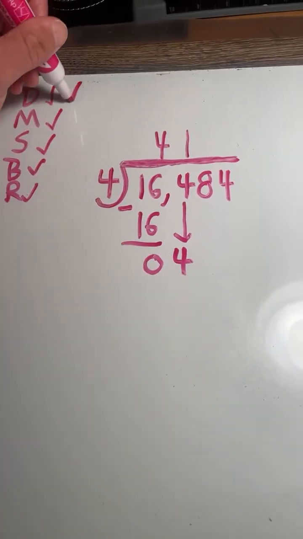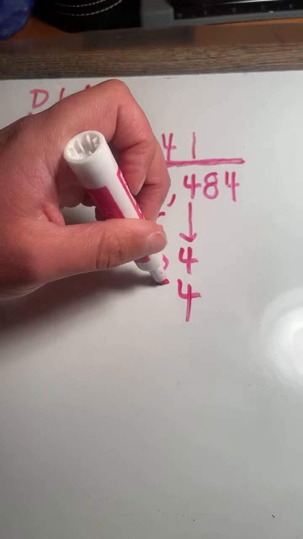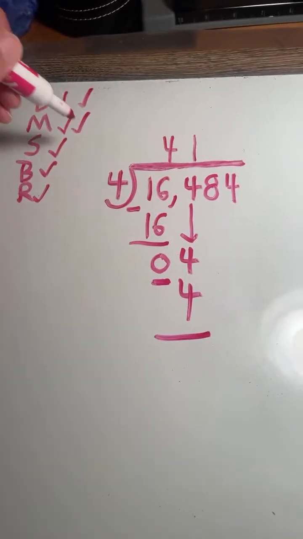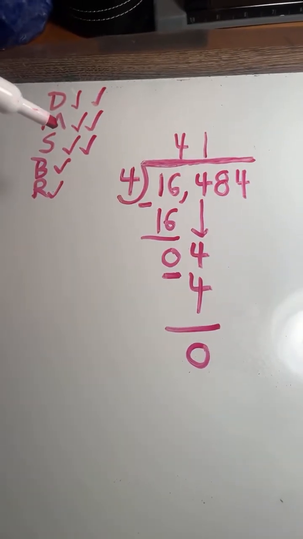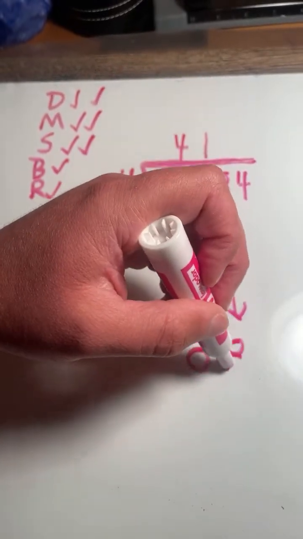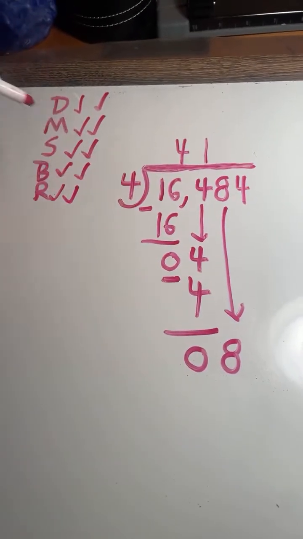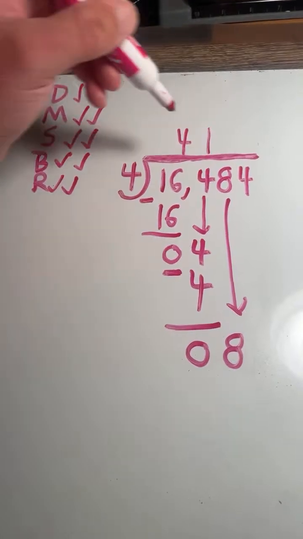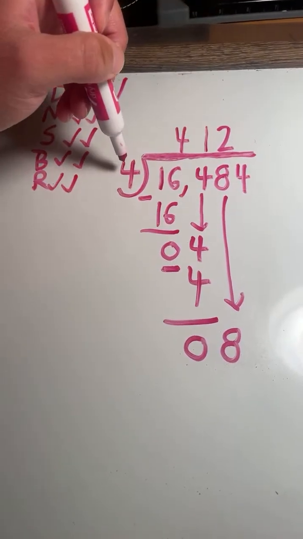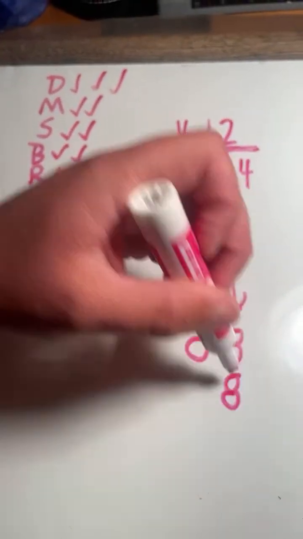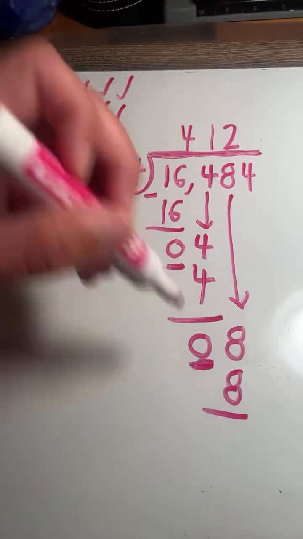So again, we divide. 1 times 4 equals 4. So we multiply. We subtract. 4 minus 4 equals 0. And next we bring down the next number. We bring down the 8. And now we're repeating the steps. 8 divided by 4 equals 2. 2 times 4 equals 8. 8 minus 8 equals 0.